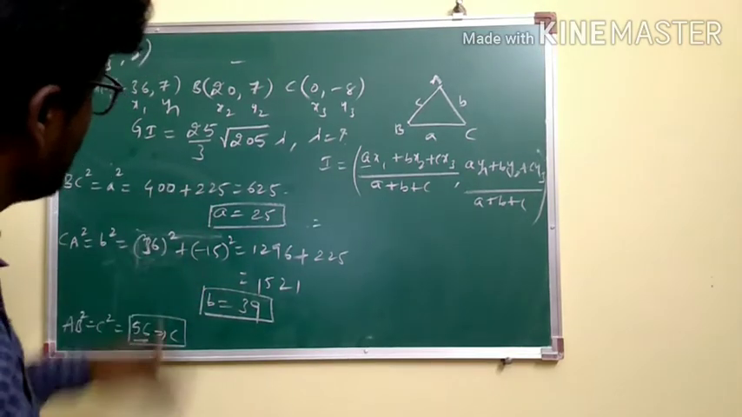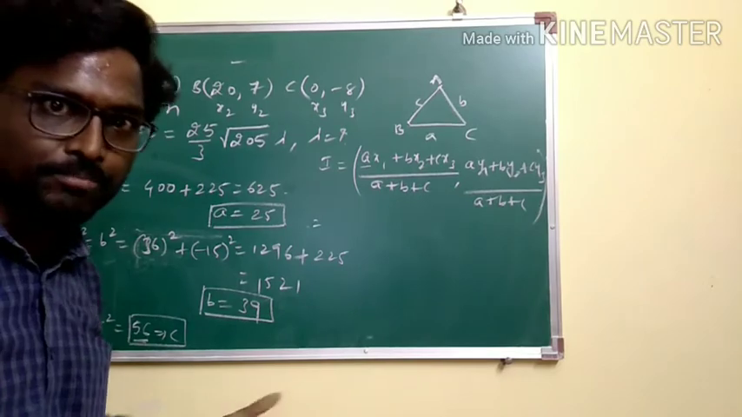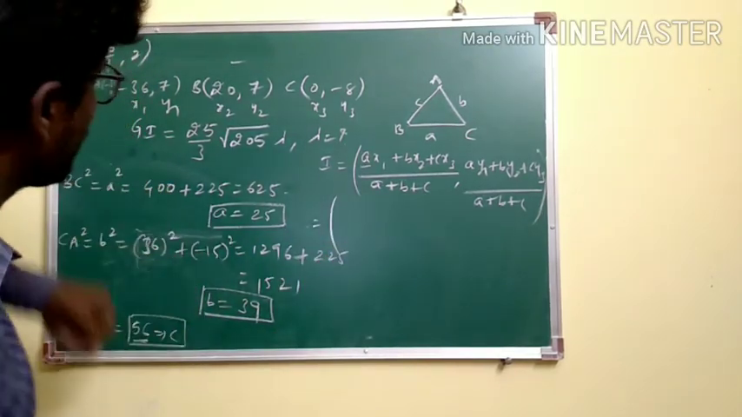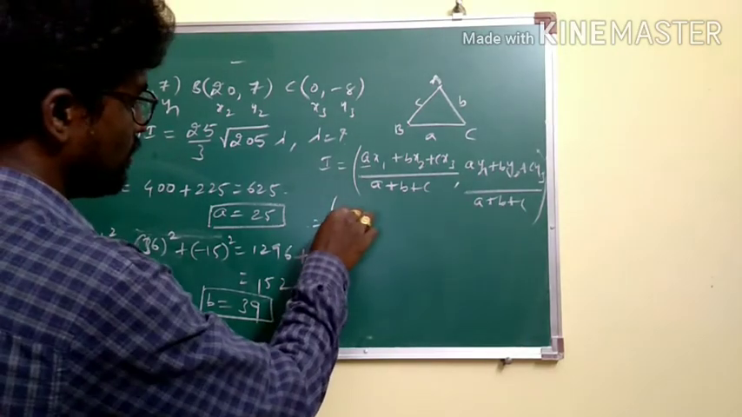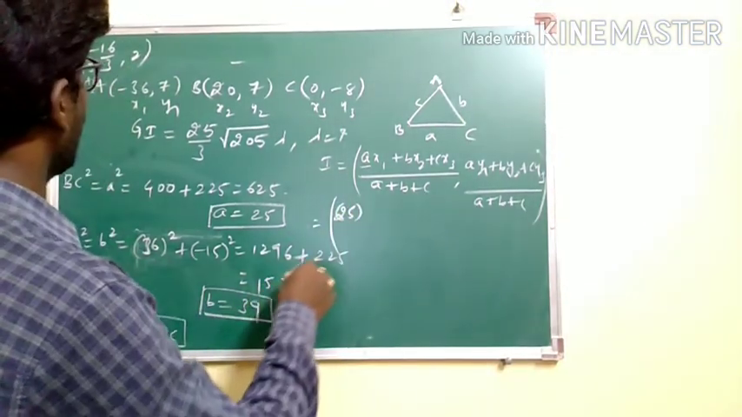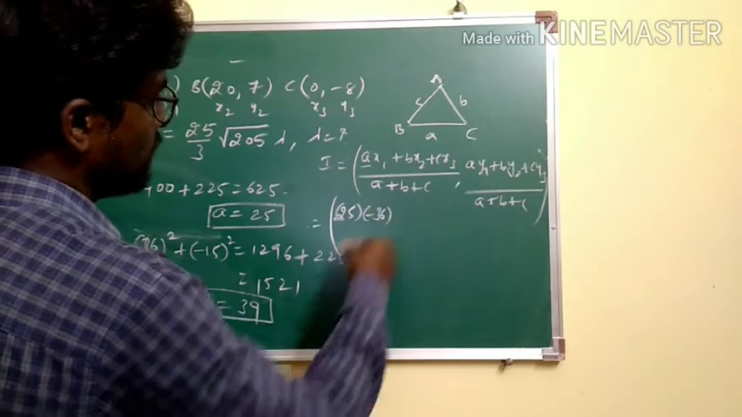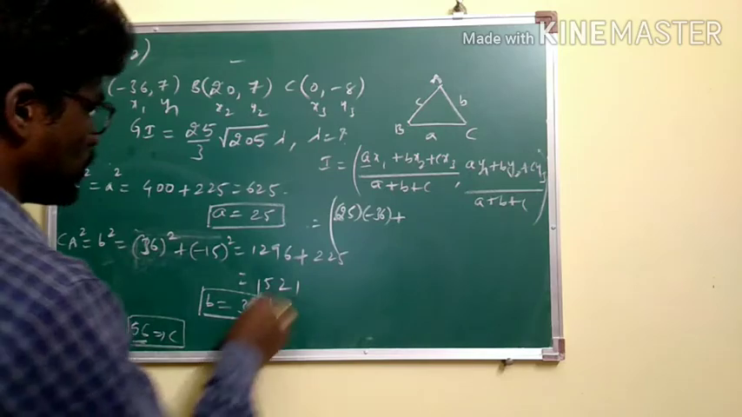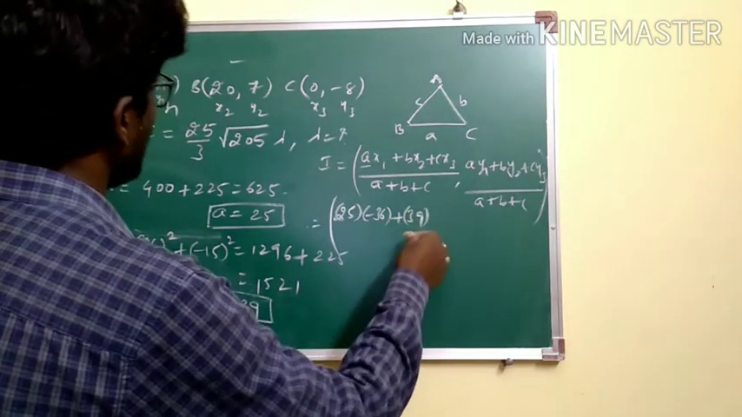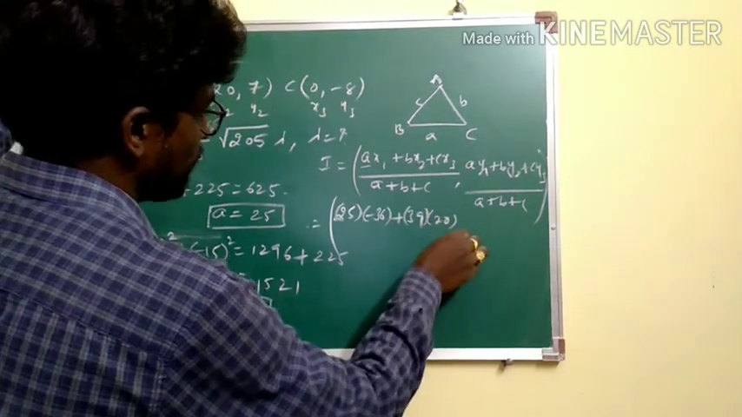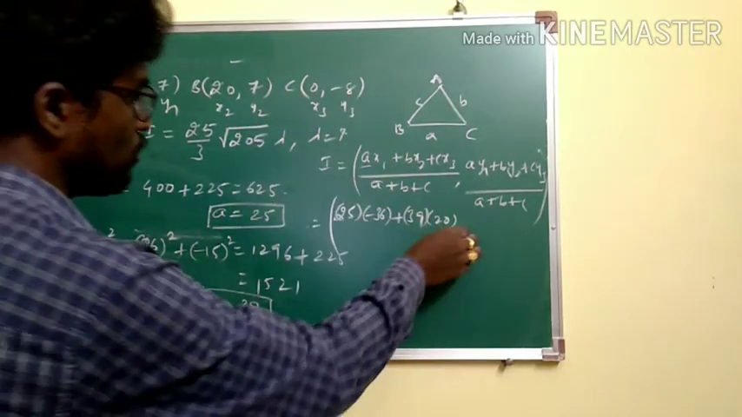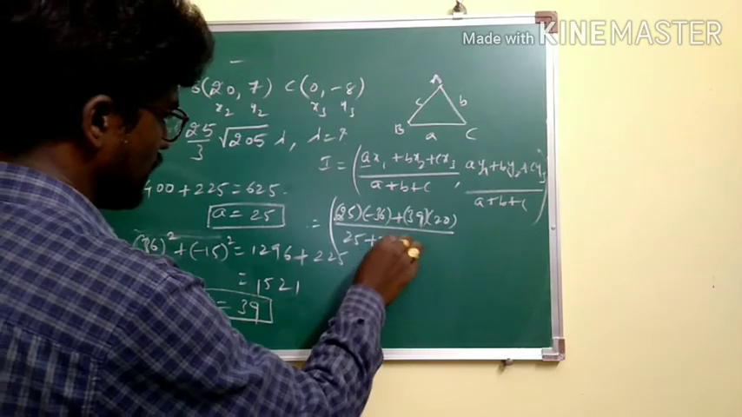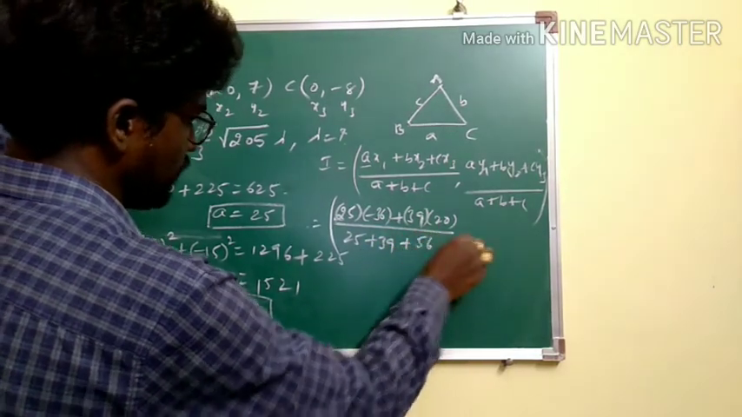All the three values, and we are already aware of the x1, x2, x3 and y1, y2, y3. Let's substitute here. Be careful, we are getting very large values. Ax1 means 25 into x1. What is x1? Minus 36 plus bx2. What is bx2? 39 into x2, that is 20. cx3, x3 anyway we have 0, so we need not multiply it again. 25 plus 39 plus 56.